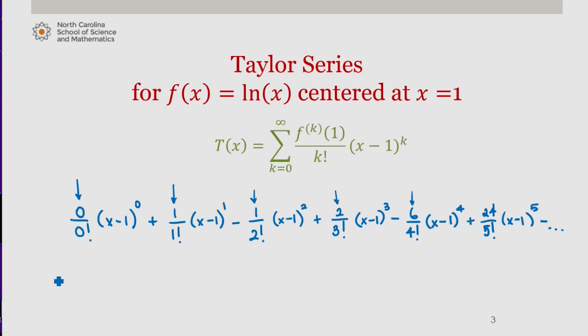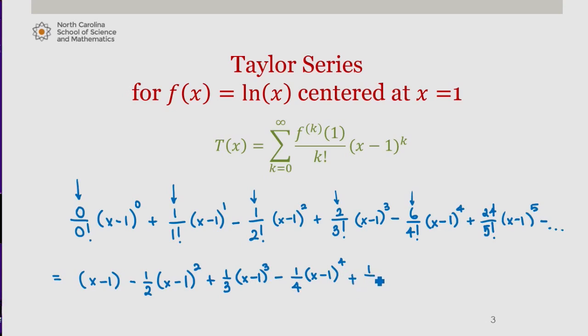Cleaning this up, we can write x minus 1 minus 1 over 2 times x minus 1 squared plus 1 over 3 times x minus 1 cubed minus 1 over 4 times x minus 1 to the fourth plus 1 over 5 times x minus 1 to the fifth minus and so on.